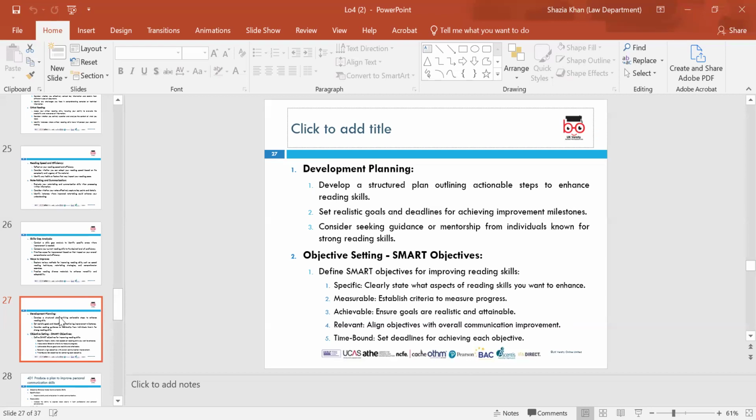Objective setting, SMART objectives for improving reading skills. Specific is clearly state what aspects of reading skills you want to enhance. Measurable is to establish criteria to measure the progress. Achievable, ensure goals are realistic and attainable. Relevant is to align objectives with overall communication improvement. And time-bound is to set deadlines for achieving each objective.